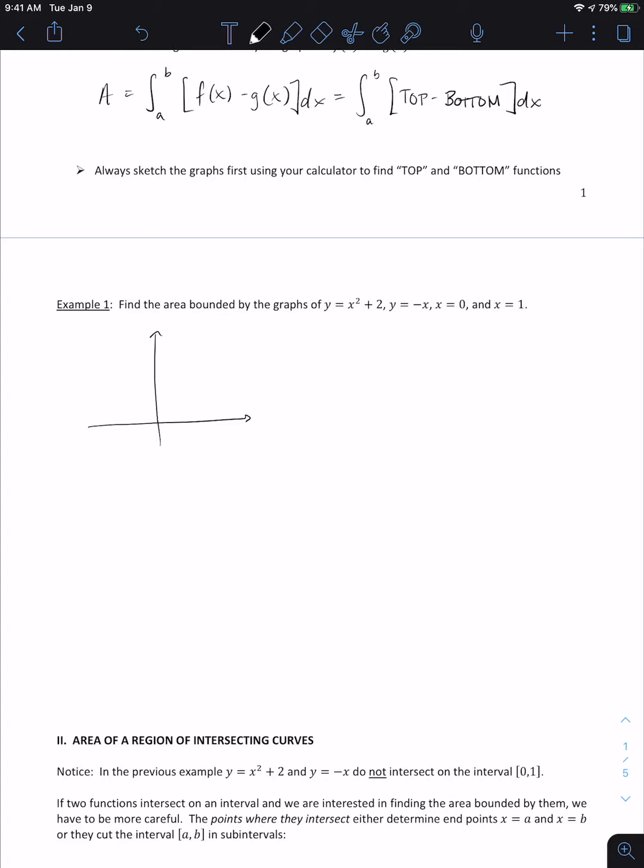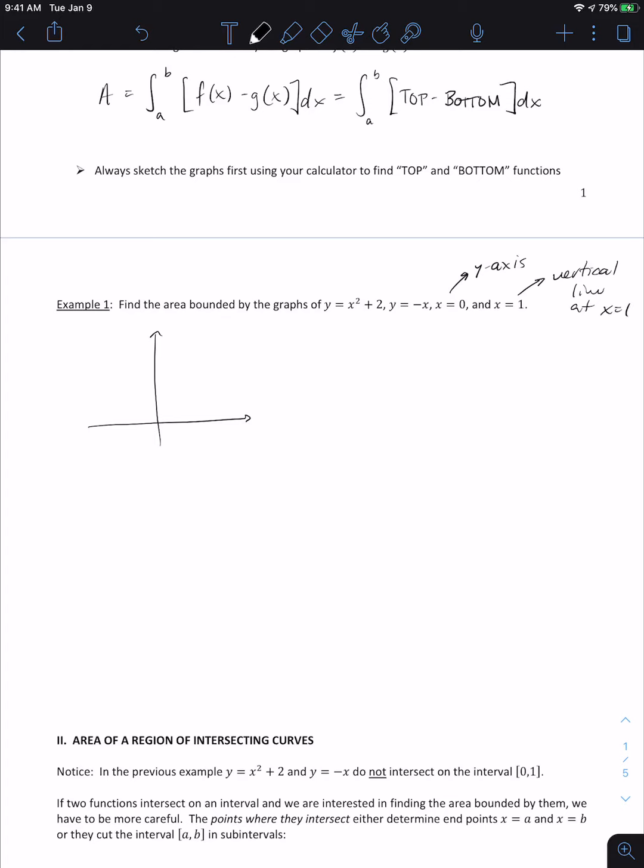Remember that x equals 0 is the y-axis, right? Because that's a vertical line at the x value 0, which is the y-axis. And this is a vertical line here at x equals 1. That's what x equals 1 means.